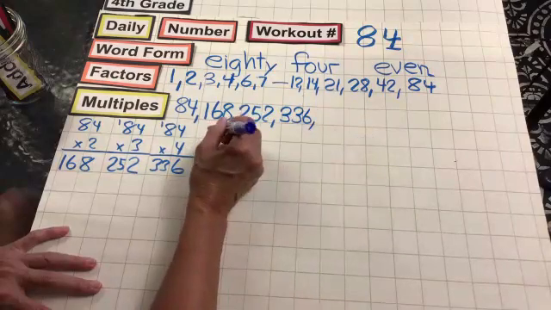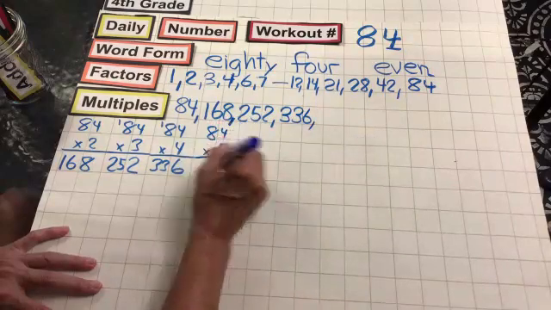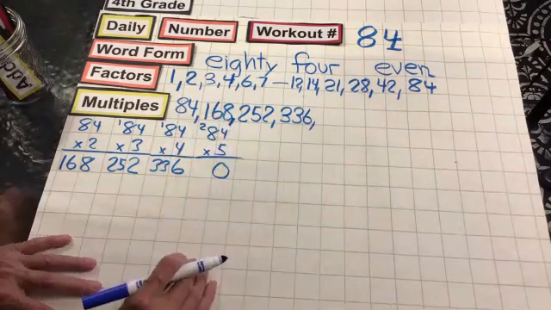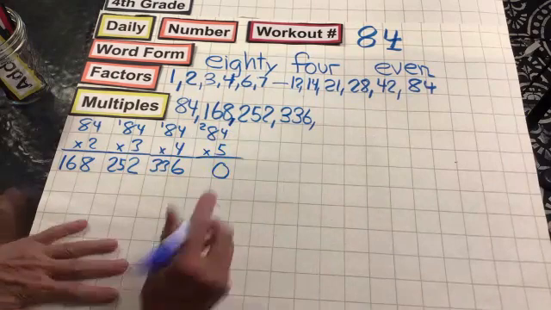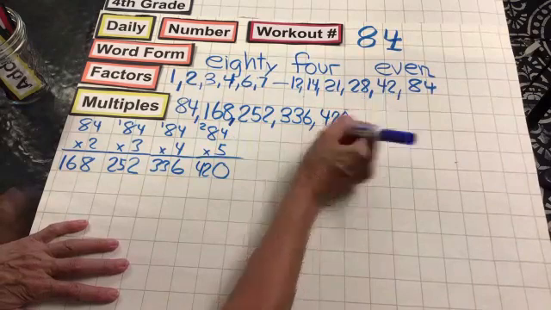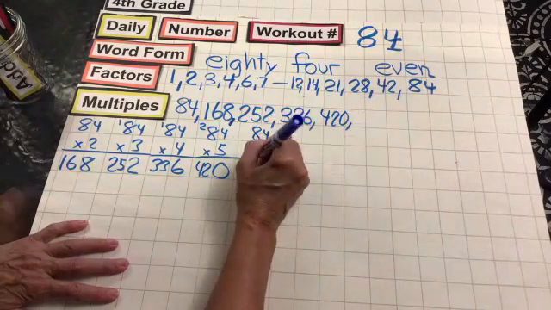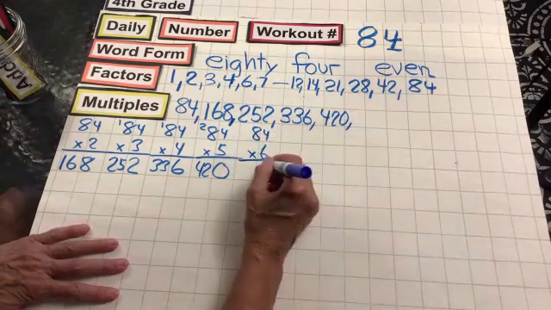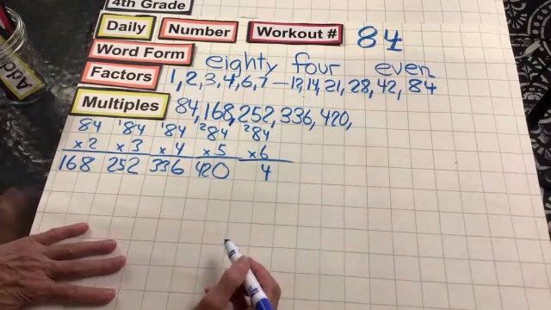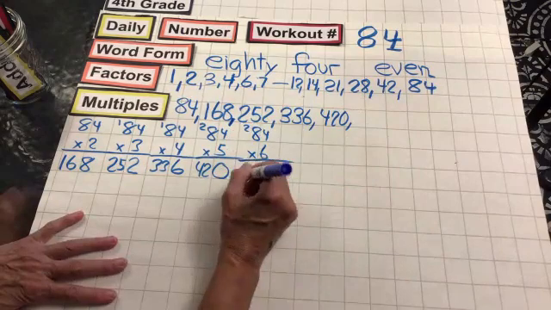336. 5 times 84 is... 5 times 4 is 20. Drop the 0, carry the 2. 5 times 8 is 40, plus 2 would be 42. 420. 84 times 6. 6 times 4 is 24. Drop the 4, carry the 2. 6 times 8 is 48, plus 2 would be 50.